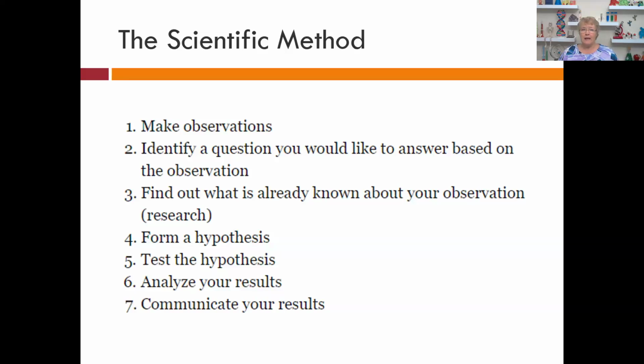So here they all are again. These are the steps in the scientific method. Now, you might find different versions of this, but they're almost always going to include these steps. They might have different names. So instead of test the hypothesis, it might say experiment. But you want to analyze your results after you test to see if it supports your hypothesis.